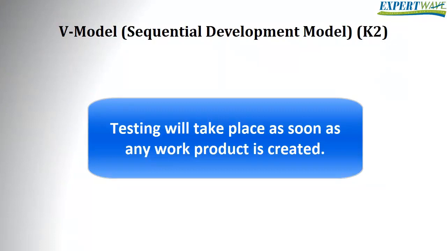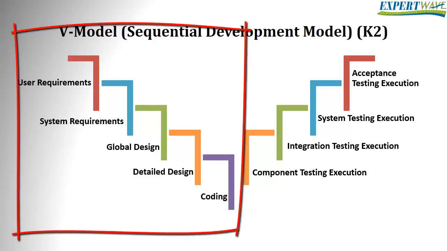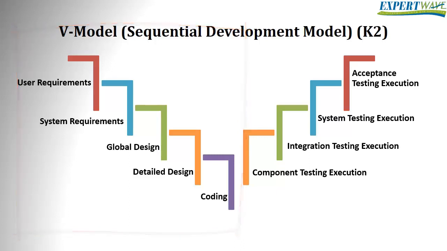Testing will take place as soon as any work product is created, unlike the waterfall model where we waited till the code is completed to start the testing. We see from the graphs that the V model is very close to the waterfall model. The activities on the left-hand side of the V model are similar to those of the waterfall stages. We can see that the development activities are carried out in the same sequence as that of the waterfall model.